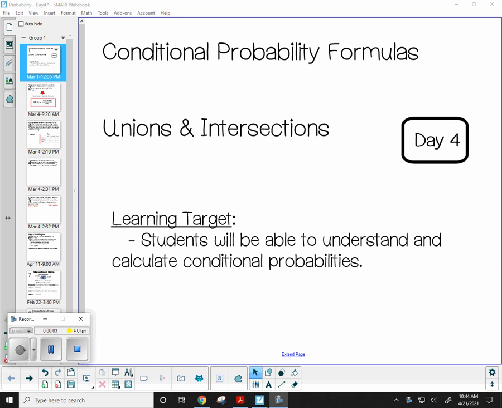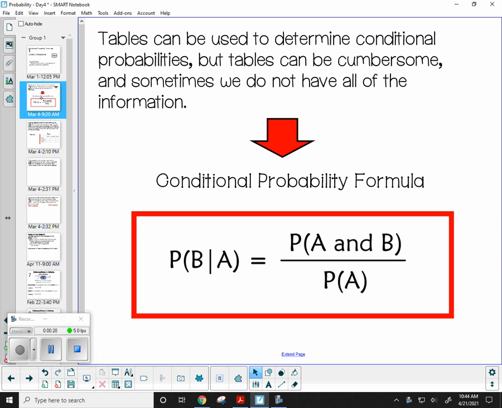Last thing of new material for probability. Today is a little bit of a hodgepodge, but it's like finishing up probability, and then we're going to look at a couple of symbols, really, is what it boils down to. All right, so yesterday we looked at conditional probability, and we filled out tables, and we made our decisions based on the tables, right?